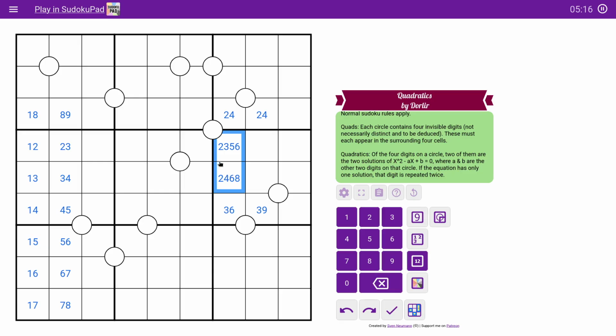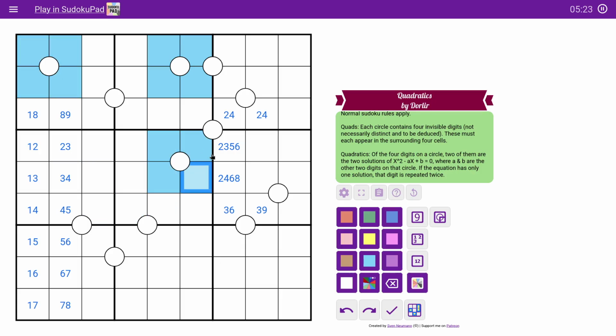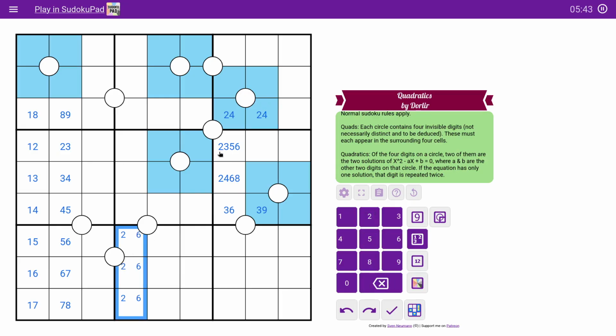Every single cell, and I think I'm going to take the initiative of coloring them, that is interior to a box, has no repeated digits, and it is either 2, 3, 5, 6, or 2, 4, 6, 8. In either case, it has a 2 and a 6. So each of these blue ones has a 2 and a 6, which implies we have a 2, 6 here, a 2, 6 here, and that's all that implies.